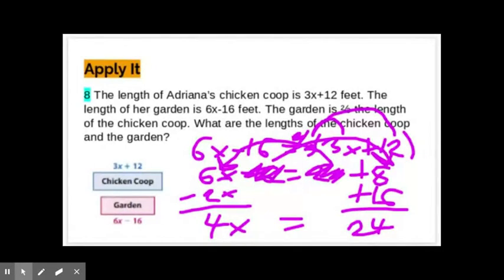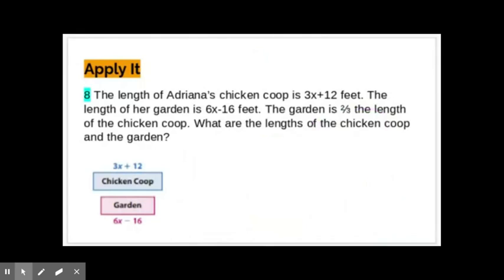From there, that final step is to do the opposite of that multiplication, so we're going to divide. So 24 divided by that 4 will make this go away. So x is equal to 24 divided by 4, which is 6. Now from there, they're asking us what the lengths of the chicken coop and the garden are. So again, we have that x is equal to 6. We want to plug it into those equations, figure out the length of the chicken coop, and then figure out the length of the garden.